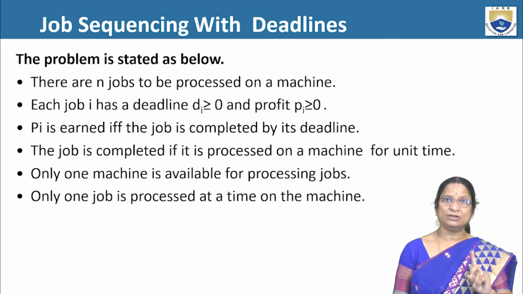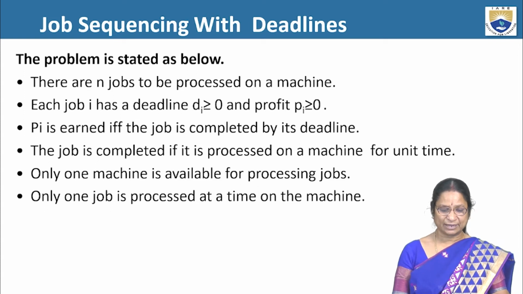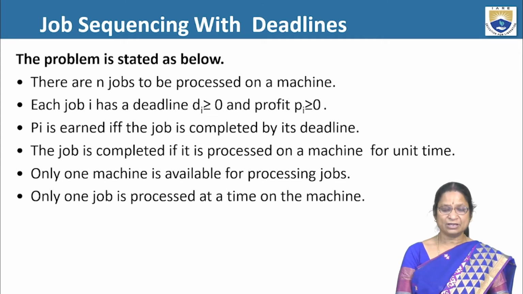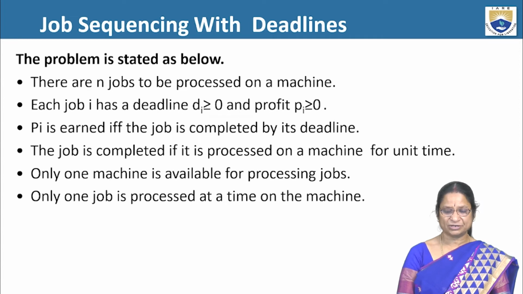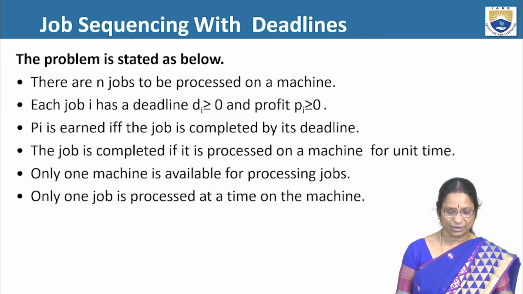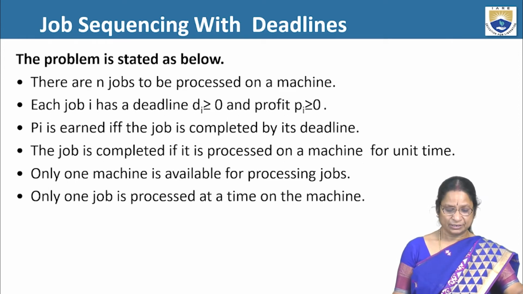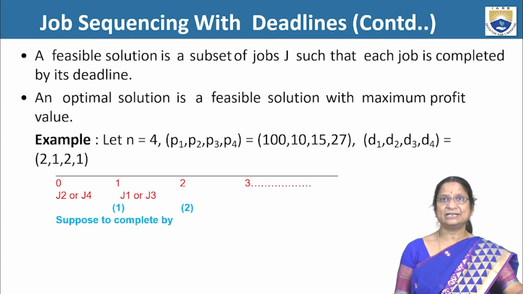Each job will take only 1 unit of time. Please remember that only 1 unit of time is the processing time for each job, and only one machine is available for processing jobs. So these are all the constraints of our job sequencing problem. The job is completed if it is processed on the machine for a unit of time. Only one machine is available for processing all jobs, and only one job is processed at a time on the machine.